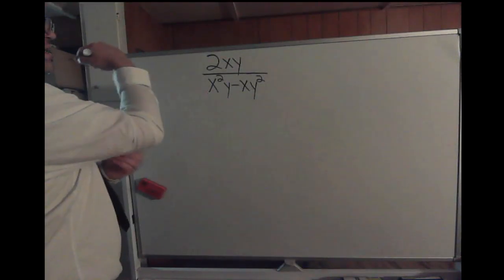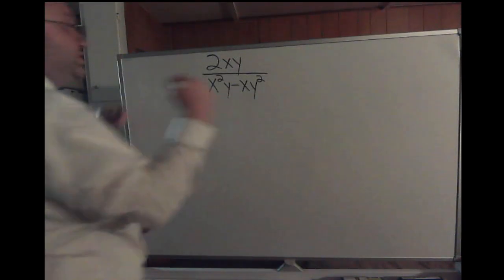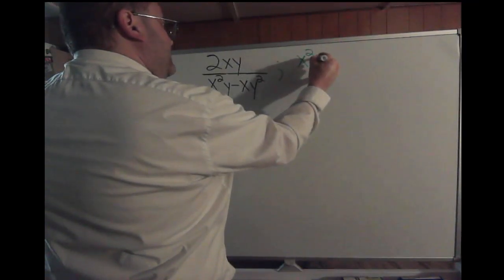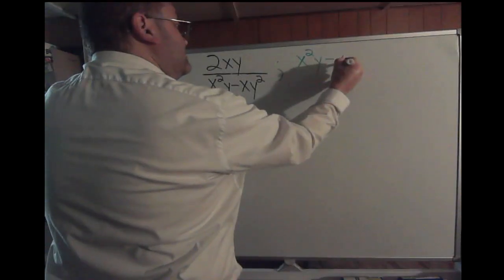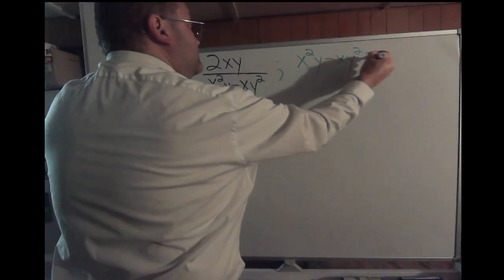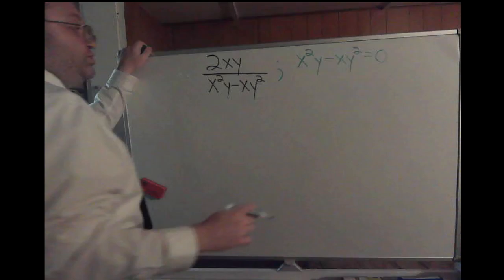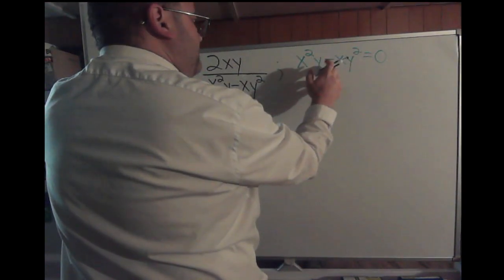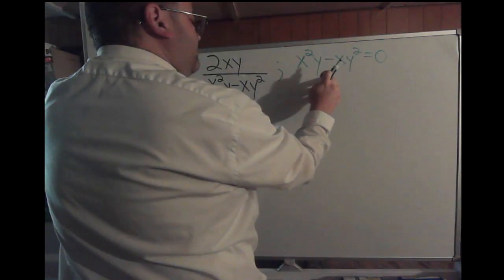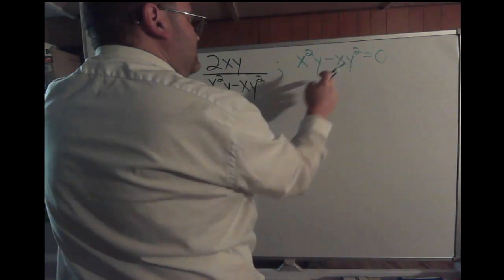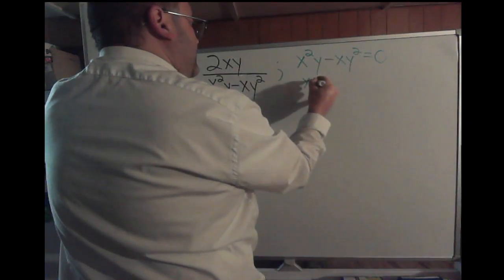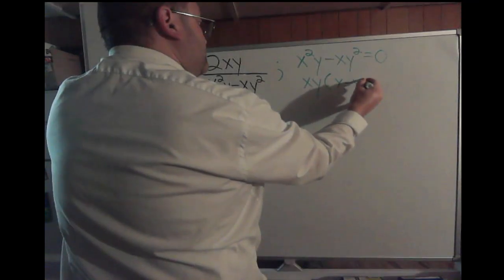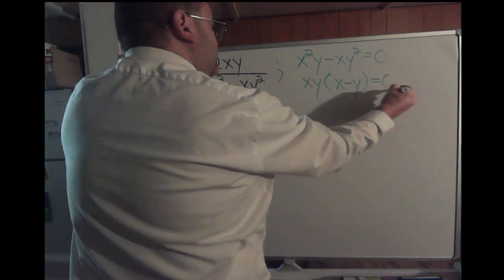Well, let's see here. Let's look for restrictions on the variable. Take your denominator, set that equal to 0. You've got x squared y minus xy squared equal to 0. Factor out your denominator. Factor this out, the least common multiple of x squared y minus xy squared. You would get xy times the quantity of x minus y. Set that equal to 0.